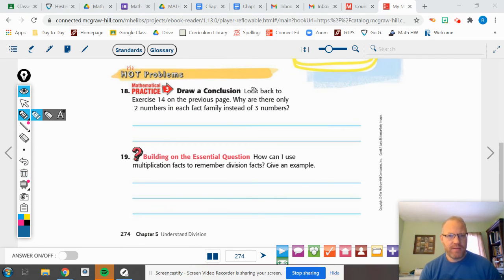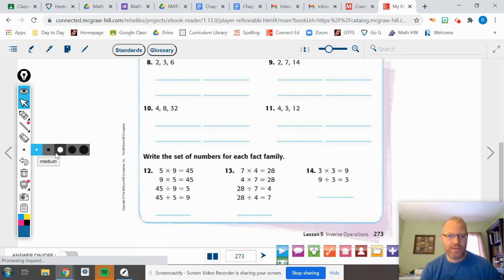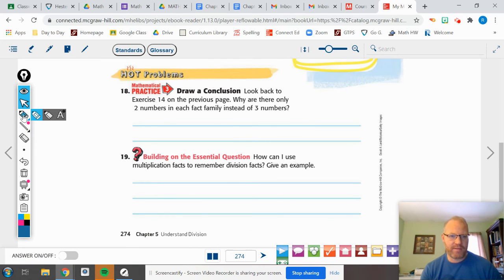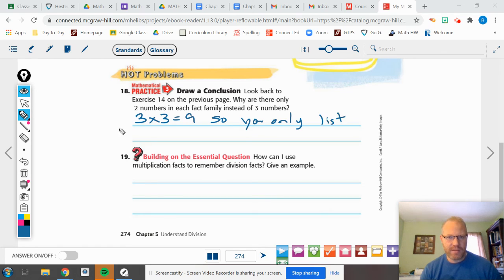Number 18. Look back at exercise 14 on the previous page. Why are there only 2 numbers for each fact family instead of 3 numbers? So we just talked about that. That was the 3 and the 9. So there's only 2 numbers. Why? Because there's only 3 times 3 equals 9. So 3 times 3 equals 9. So you only list the 3 once.